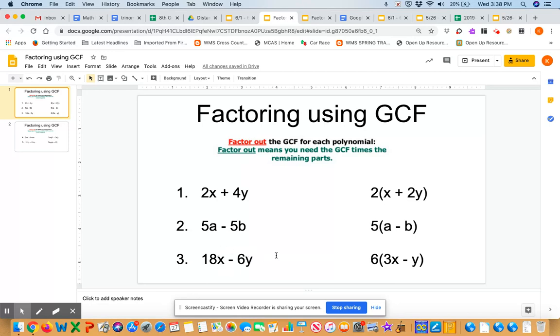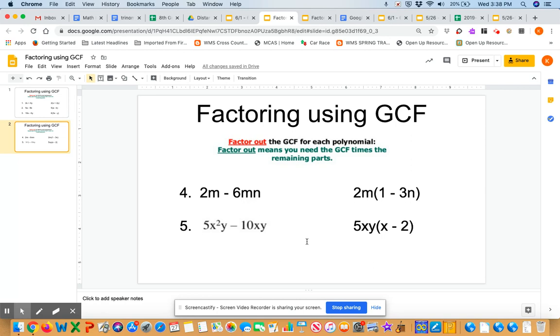I have a few more for you here. On this one here, now it's a little different. We have a little more action going on here. There is a greatest common factor. If I look at the coefficients, I see a 2 and a 6. Well, I'm thinking that a 2 must be a greatest common factor for that. But I hope everyone realizes that in each of these terms, we also have the variable m in both. M is also a factor.